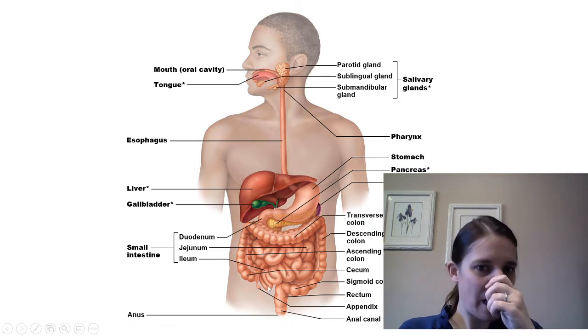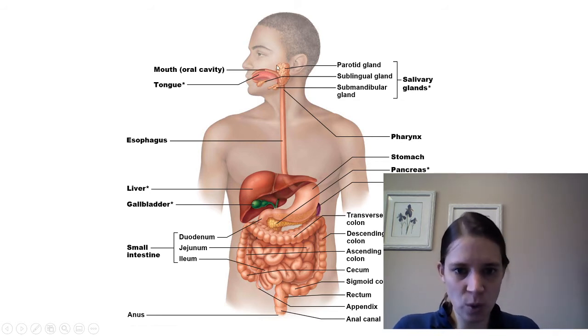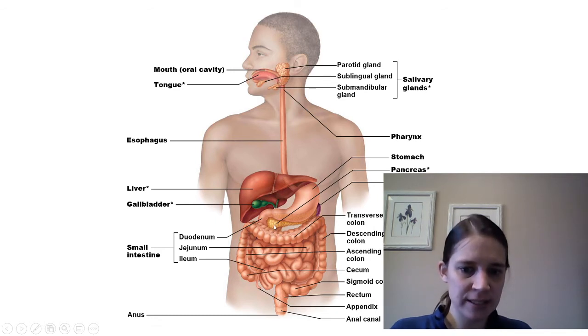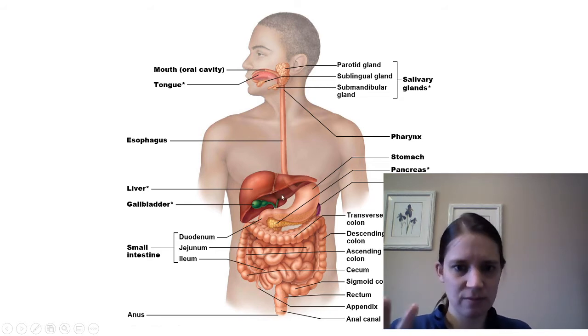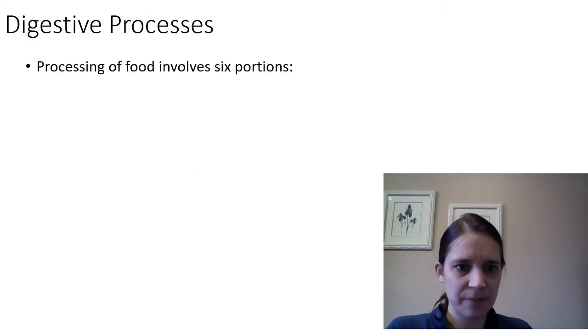We have a couple of helpful accessory organs. We've got things like the tongue. We've got a bunch of salivary glands that are going to be associated here. The pancreas is helpful. The liver and gallbladder are also going to be helpful. But yeah, that's where we are with the digestive system.